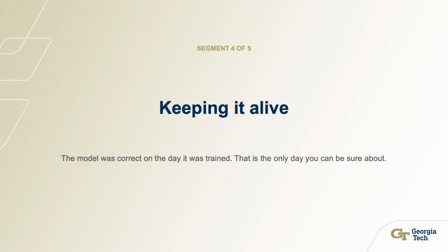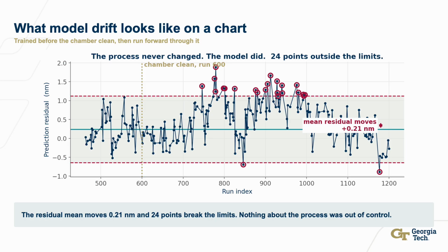Segment 4, keeping it alive. The model was correct on the day it was trained. That is the only day you can be certain about, and everything in this segment is about the days afterward. Here is what model drift looks like on a chart, on our own data.